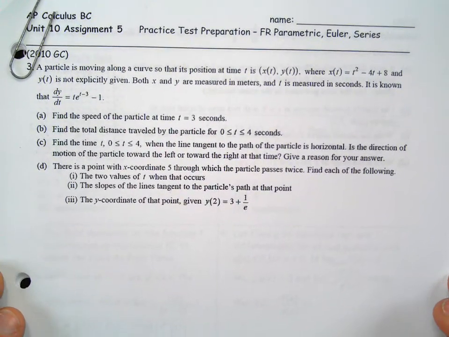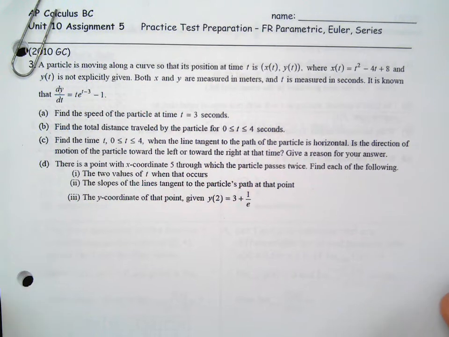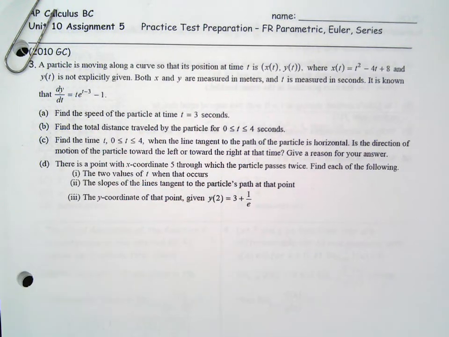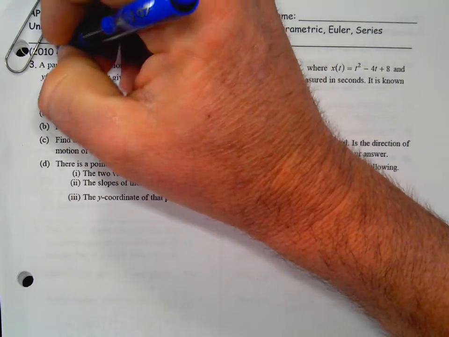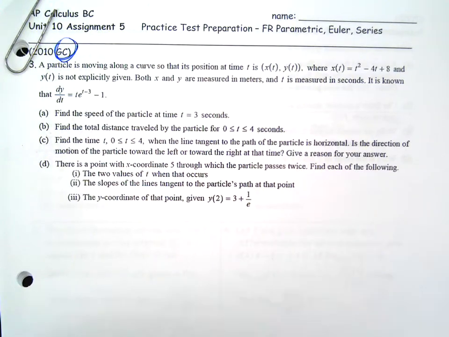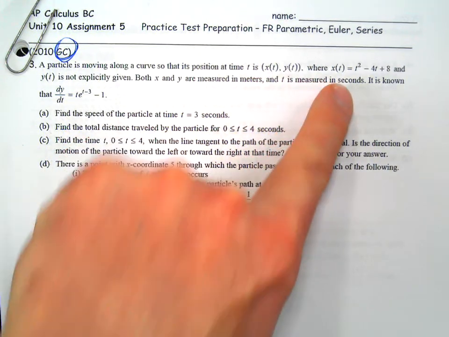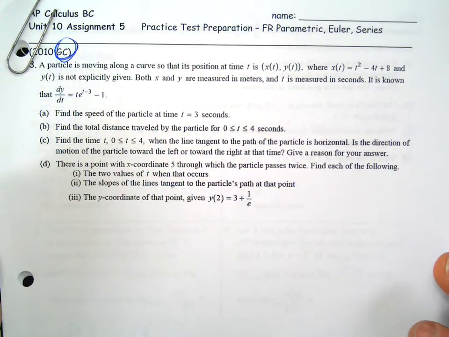BC 10.5. Okay, this is a short 2 problem free response worksheet. It gives you some extra practice with free response. The first problem is graphing calculator. A particle moves along a curve whose position at time t, x(t), y(t), is given. So this is parametrics, two-dimensional motion.